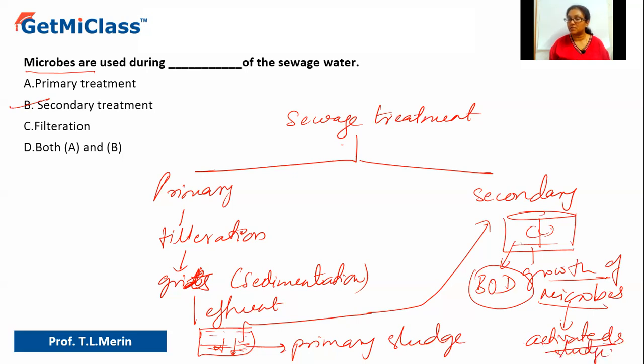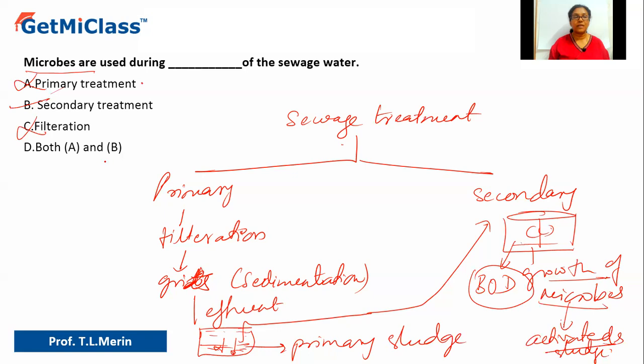And to digest this activated sludge, again, anaerobic organisms will be used. So basically microbes are used during secondary treatment. Option A is primary treatment, which is wrong because during this, filtration and grit separation happen. Option C is filtration. Filtration is a step which comes under primary treatment. Hence, that is also wrong.